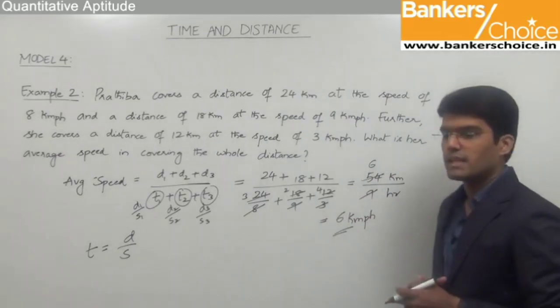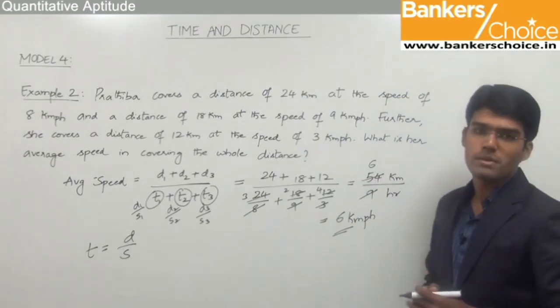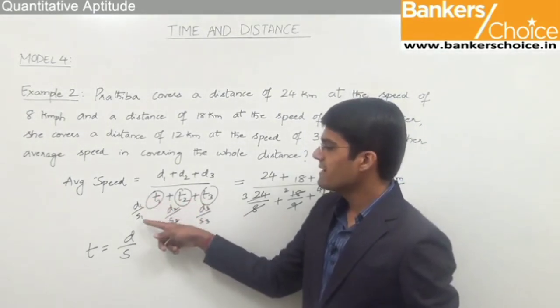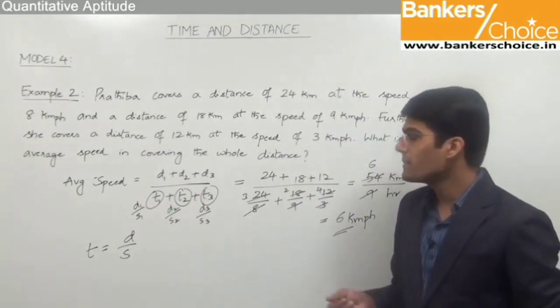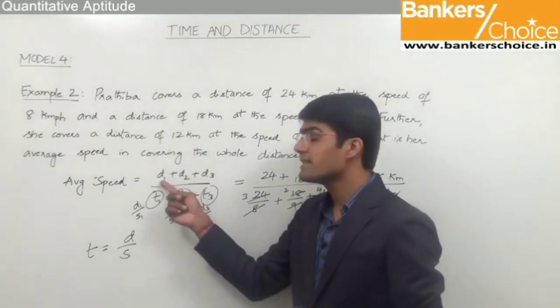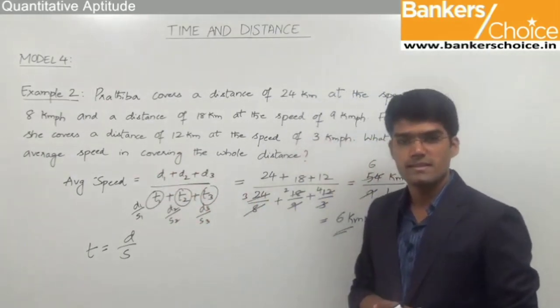As you can see here, in general, average speed should always be taken as total distance traveled by total time taken. Whenever the times are not given, we can always take it as distance by speed and find out the required answer. Similarly, in some cases, the distances may not be given, but the times are given. There the distance can be taken as speed into time, and then we can find out the required answer.